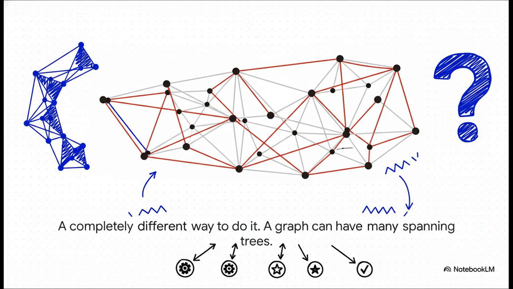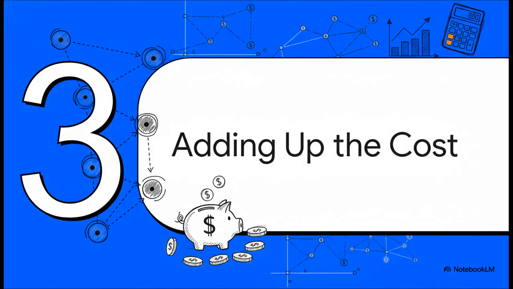But here's where it gets really interesting. There isn't just one way to do this. Take a look at this. Here's a totally different spanning tree for the exact same set of dots. It still connects everyone, it still has no loops, but it uses different lines. And that brings up a really important question. If there are lots of possible ways to connect everything, which one is the best one? To answer that, we need to bring in one last piece of the puzzle: cost.